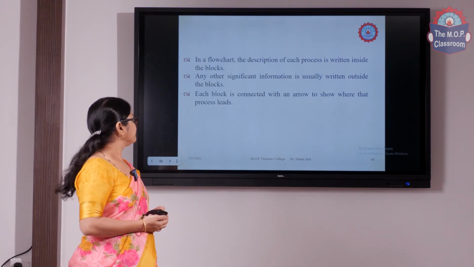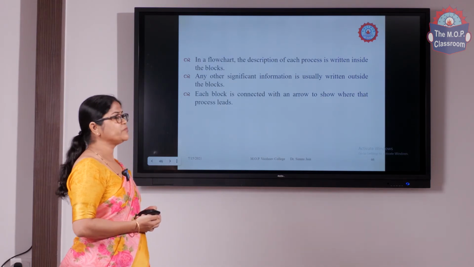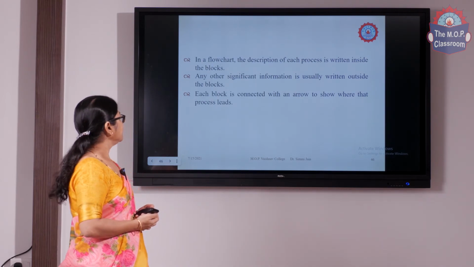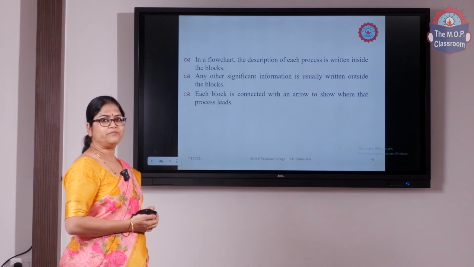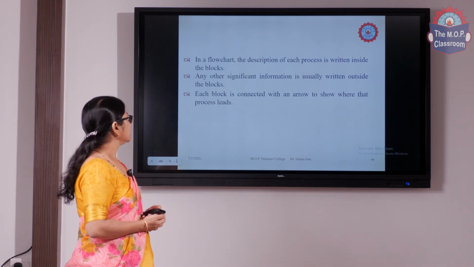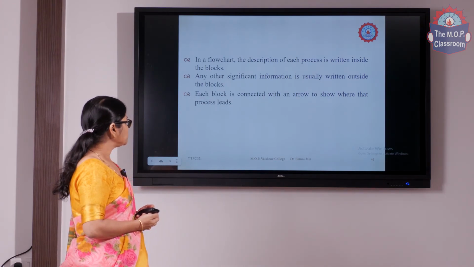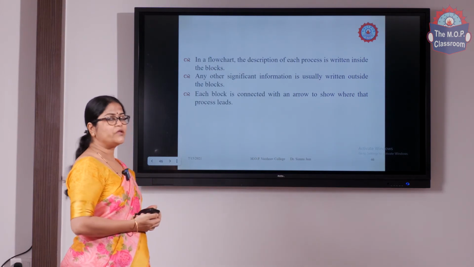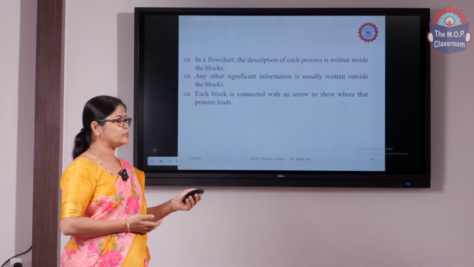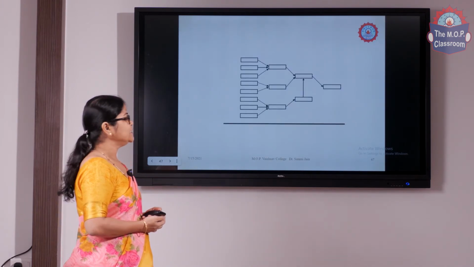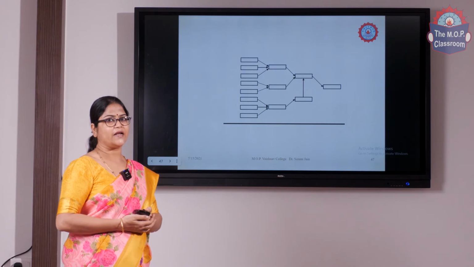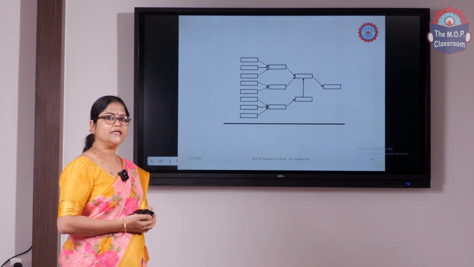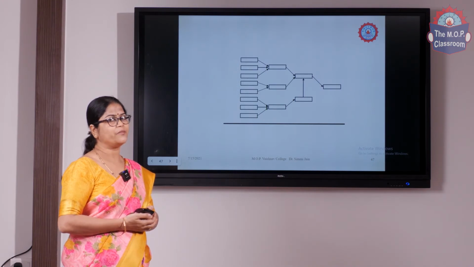In a flow diagram, the description of each of the processes is written inside the blocks, whereas any other significant information is usually written outside the blocks, and each block is connected with the help of an arrow to show where that process leads to. This is a simple flow diagram showing the various process parameters and how they feed into the product formulation.